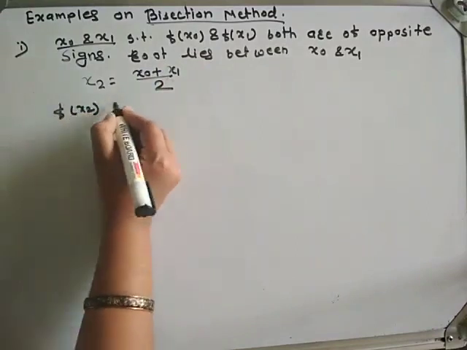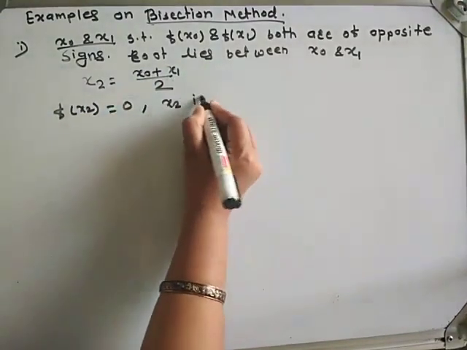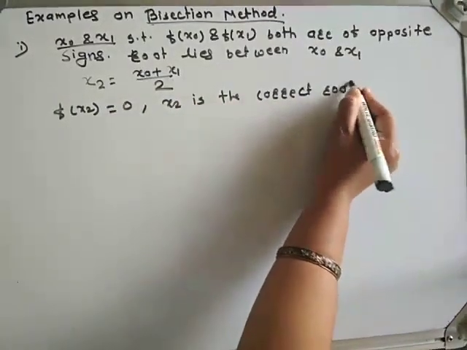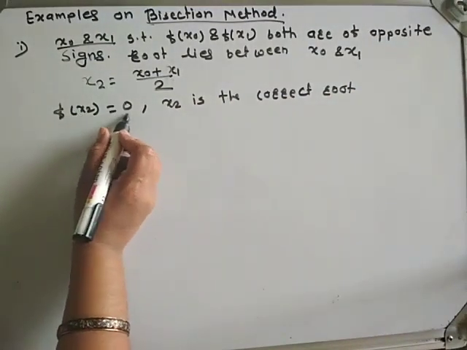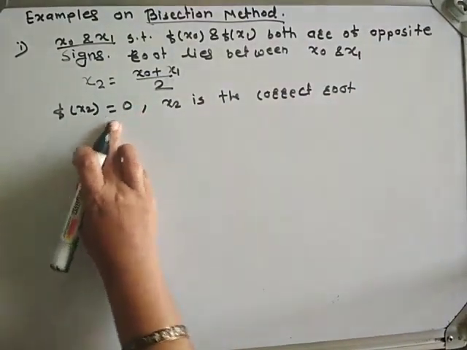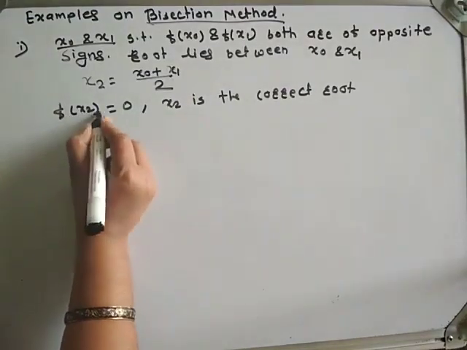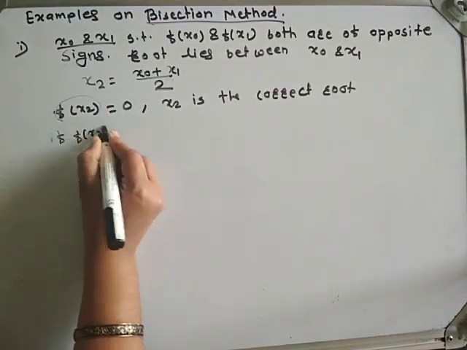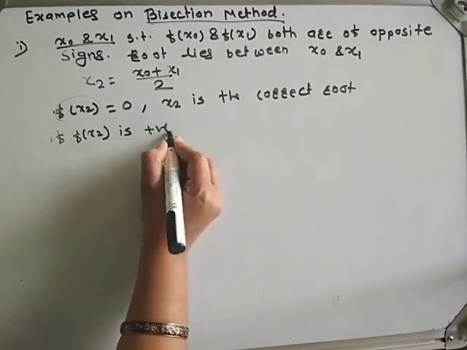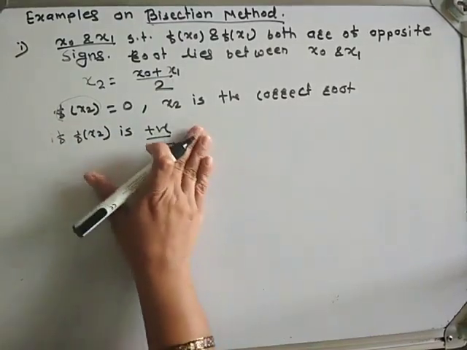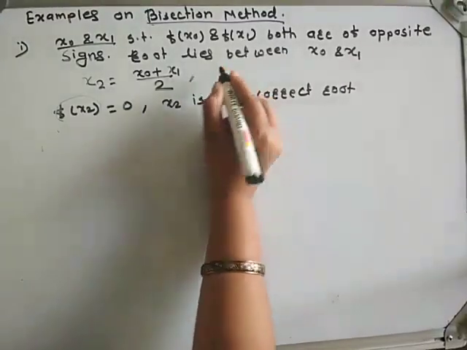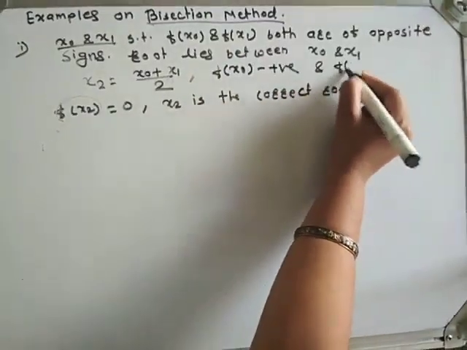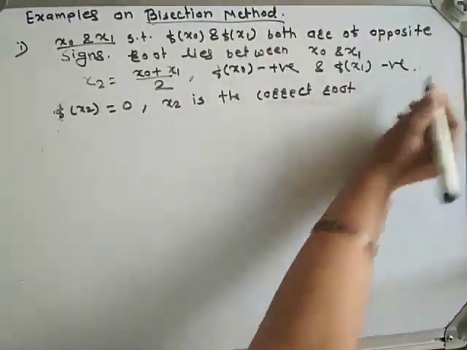If f of x2 is equal to 0, then x2 is the correct root. If f of x2 is not equal to 0, we have to find the correct root depending upon f of x2 being positive or negative. For this purpose we consider f of x0 is positive and f of x1 is, suppose, negative.